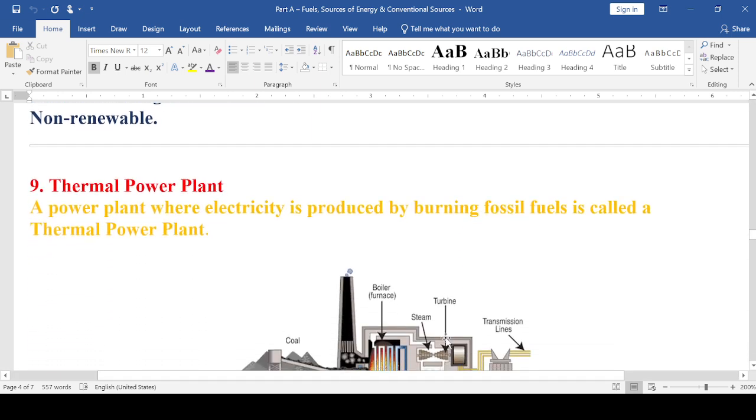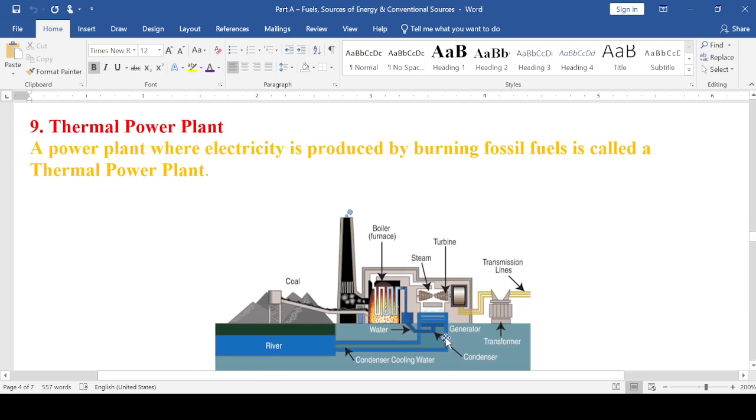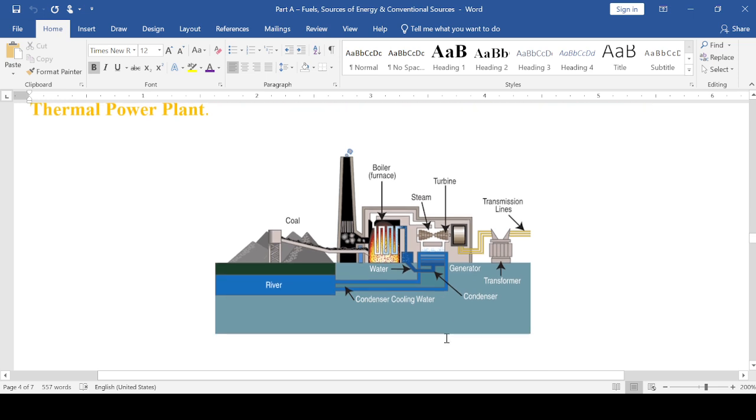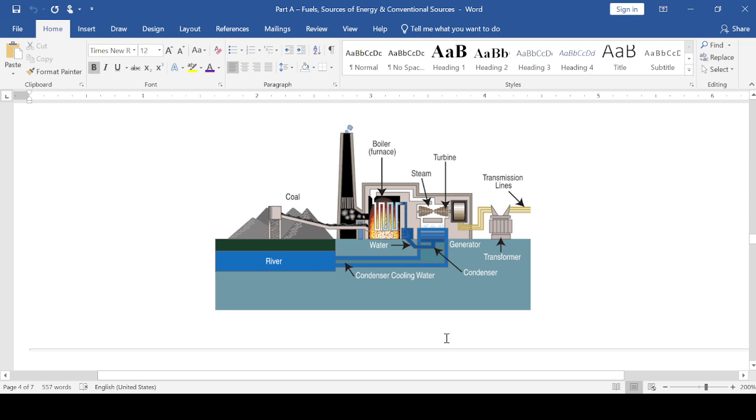Next comes the thermal power plant. A power plant where electricity is produced by burning fossil fuels. So how are you producing electricity? By burning fossil fuels. We call it a thermal power plant. We will discuss the flow chart of the power plant and its working now. Have a look at the flow chart here.